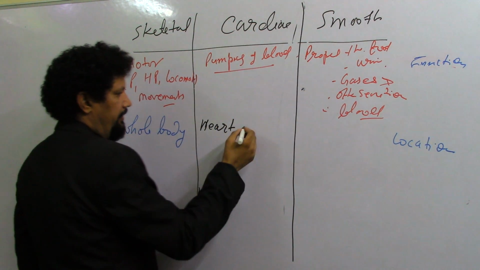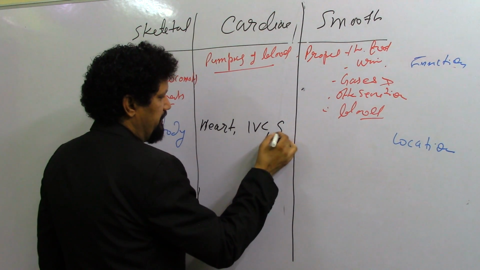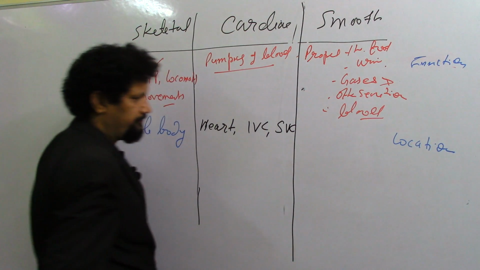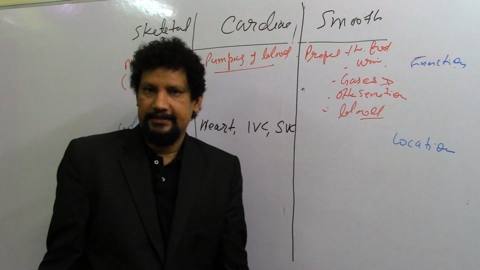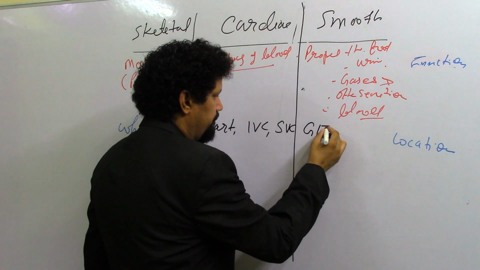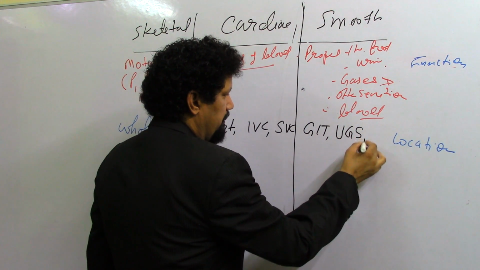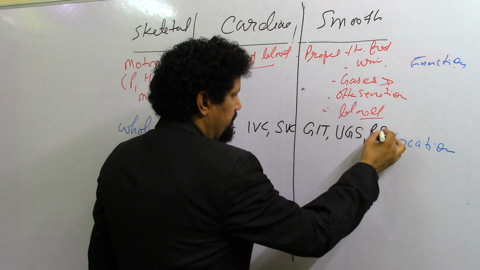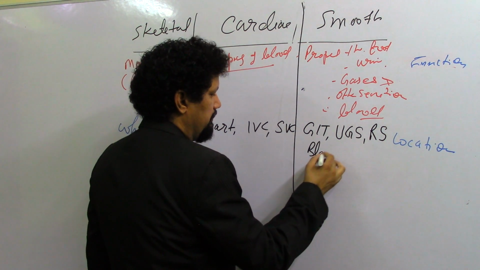and the initial part of the inferior vena cava and the superior vena cava. These muscles, the smooth muscles, are seen in the GIT, urogenital system, respiratory system, and the blood vessels.